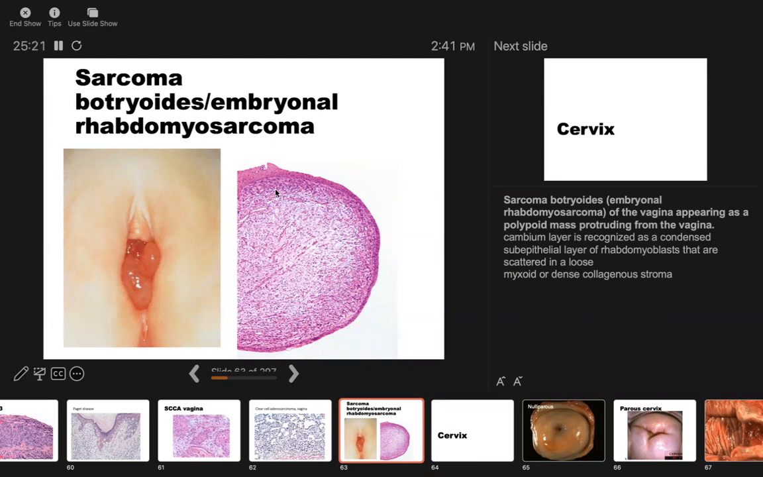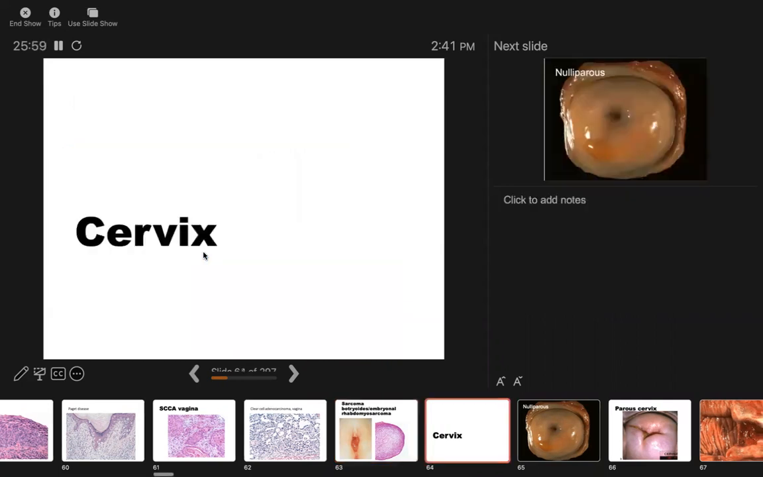Things to remember. Number 1, characteristically, the tumor cells will have a cytoplasm that is pushed to one side. That is what you call a round appearance. Number 2, sometimes you may appreciate the presence of striations. Number 3, the tumor cells tend to be concentrated like a band underneath the epithelium. And this is what you call the cambium layer. They are in the subepithelial layer. So these three things plus the grape-like structures, more likely the diagnosis is sarcoma botryoides.